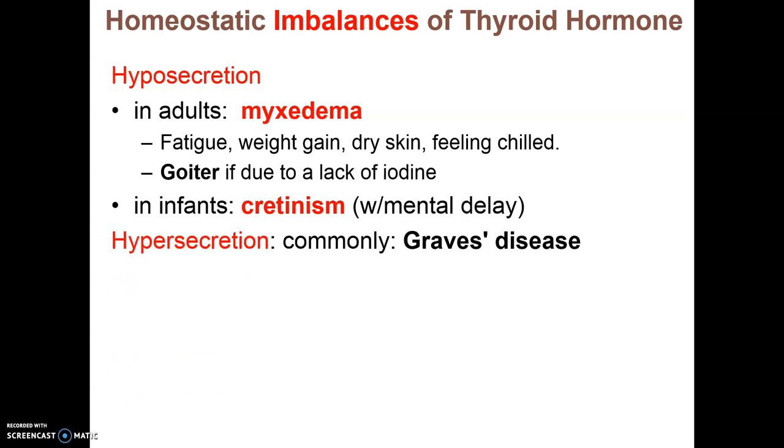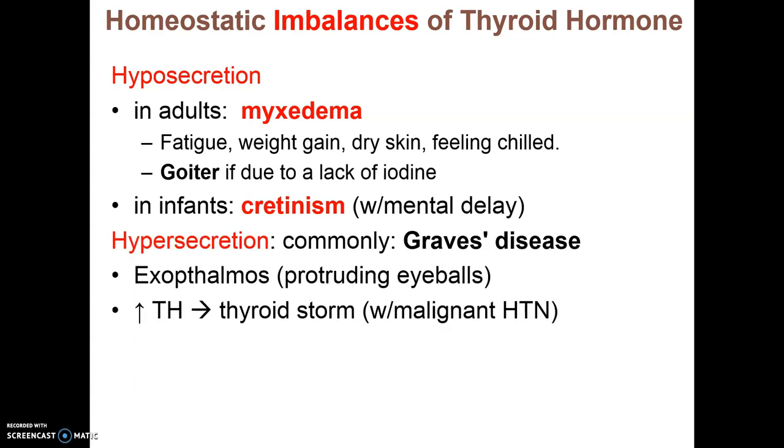Homeostatic imbalance of thyroid hormone. This is important. Know what is hyposecretion and what is hypersecretion. Hyposecretion in adults will cause myxedema, meaning the person will feel tired all the time. They will gain weight even if they are not eating much. They will have dry skin. They will feel cold most of the time. They will have low blood pressure and low metabolism. Goiter, if due to lack of iodine.